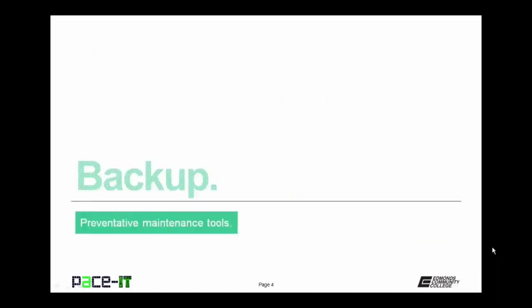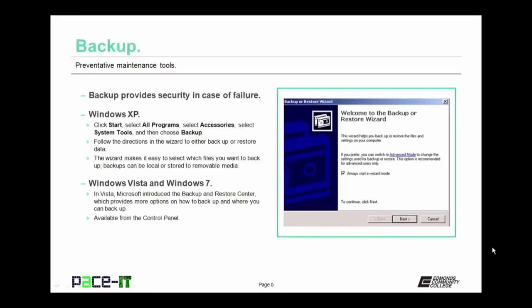We're going to begin by talking about backup. Now, the Windows Backup utility provides security in case of disk failure. It can back up your operating system and your hard drives.